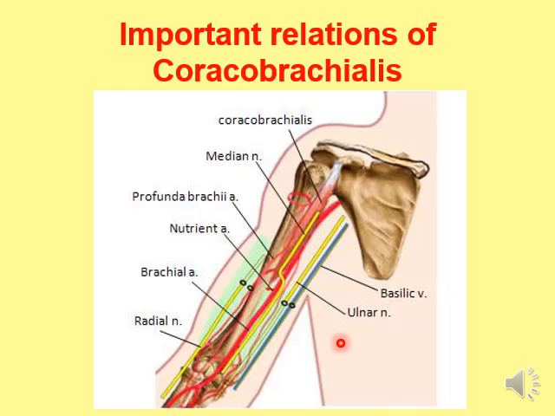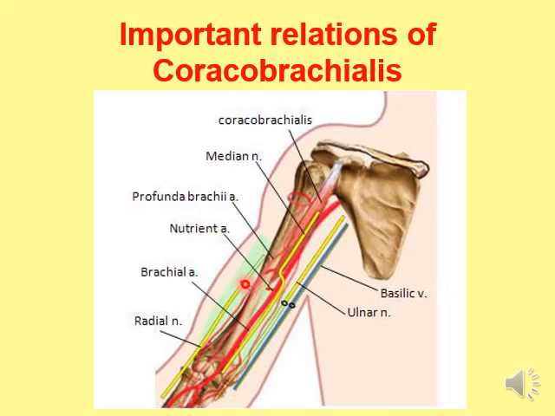This is an important point, which is the relations of the coracobrachialis. There is a group of events that occur at the level of the insertion of the coracobrachialis, and this is very important. From them, the basilic vein at the level of insertion of coracobrachialis pierces the deep fascia to become deep. The ulnar nerve with the superior ulnar collateral artery pierce the medial intermuscular septum to enter the posterior compartment. The median nerve crosses in front of the brachial artery. Also, the nutrient artery enters the humerus.